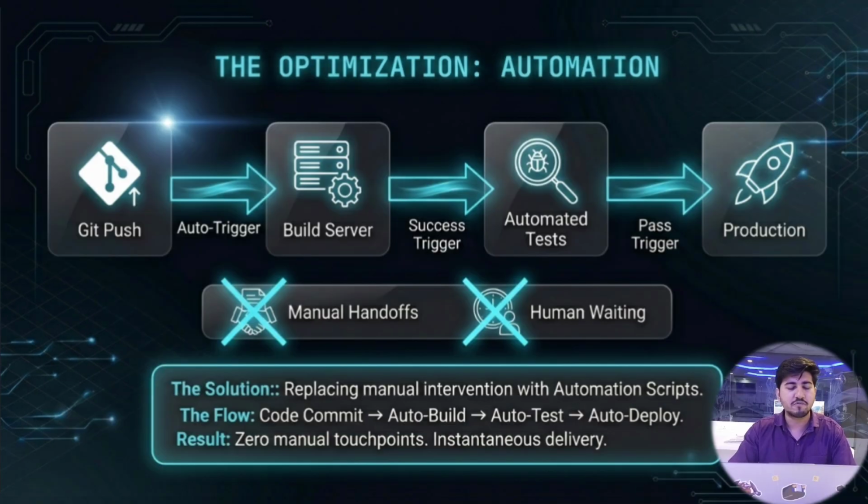Next, we'll do the scripting, then git push. After that, it will be automatically triggered, the server will be built, then all the testing will be done automatically, then it goes to production. And over here, there is no manual handcuffs, and no human intervention is allowed. So that's why DevOps is completely automation. Everywhere automation. The solution is replacing the manual human intervention with automation scripts.